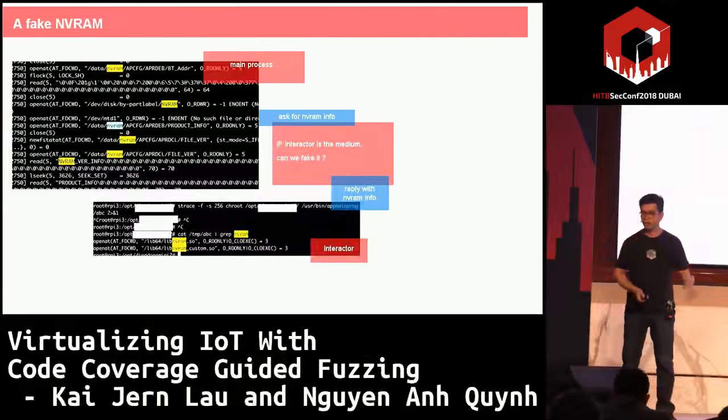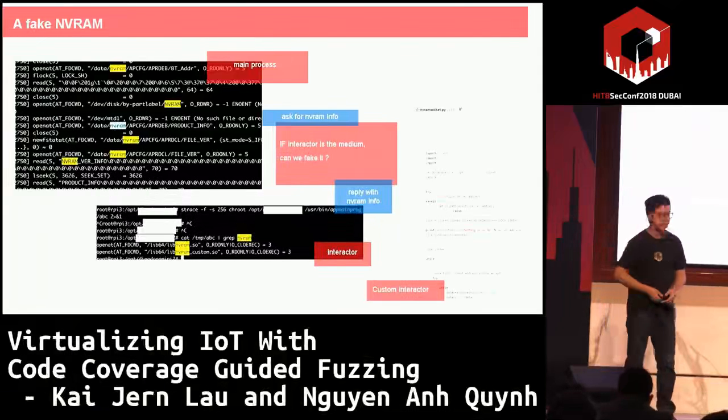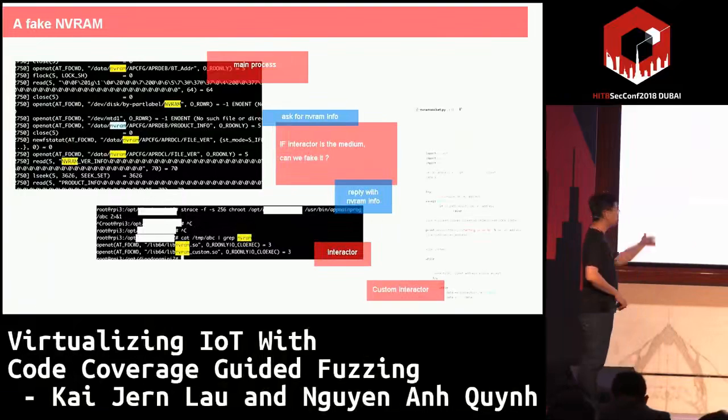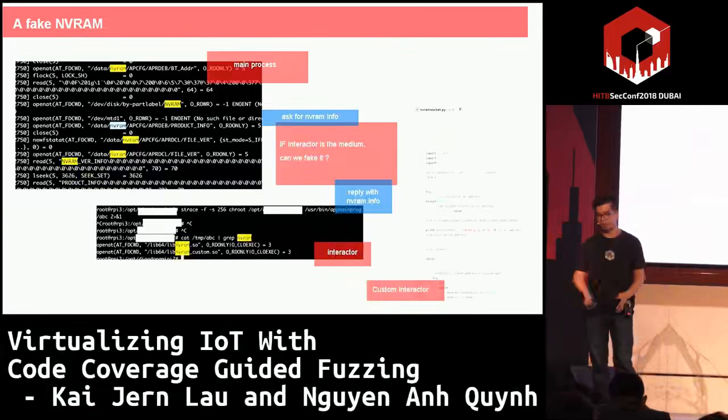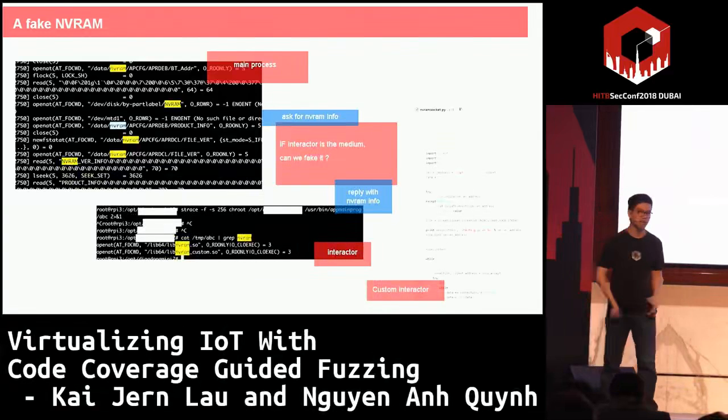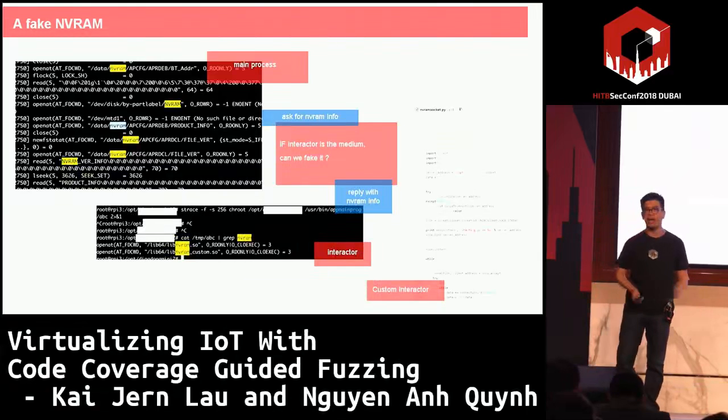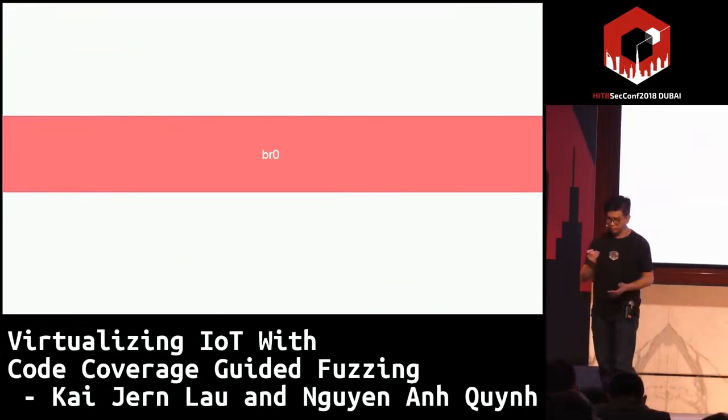Okay, so that is a fake NVRAM, and that is the Python script, a custom interactor that fits in whatever they request. If they ask for an IP address, give them an IP address. If they ask for a port, give them a port. If they ask for a serial number, give them a serial number. As easy as that.